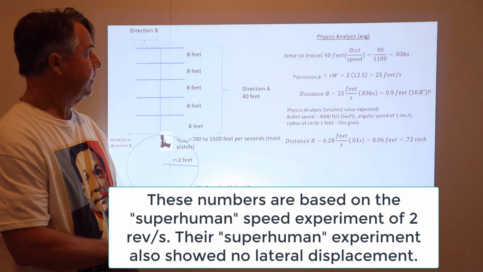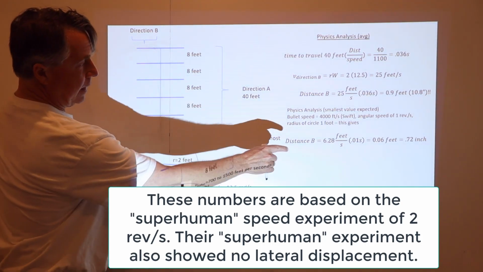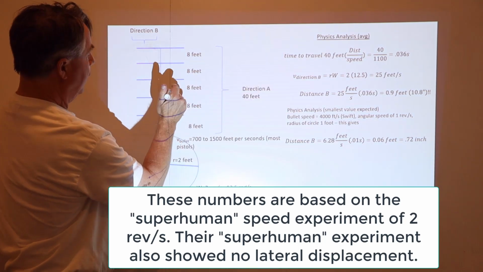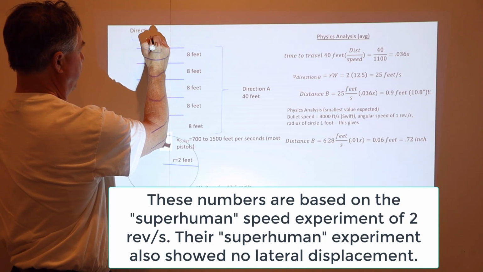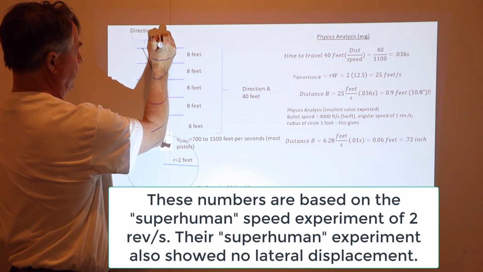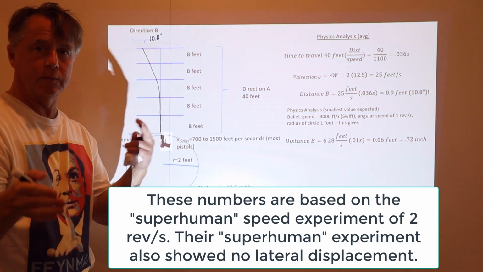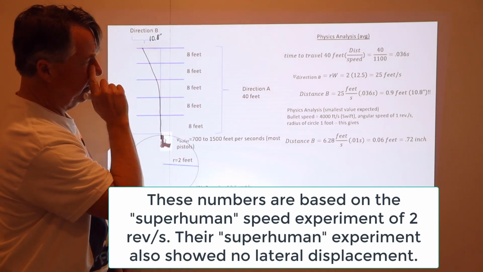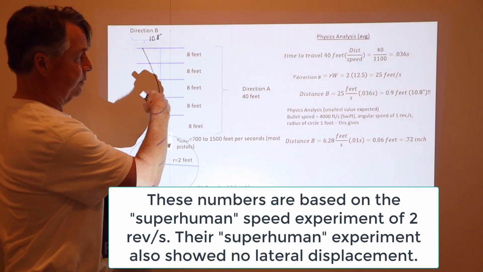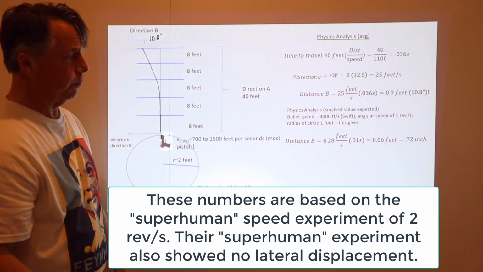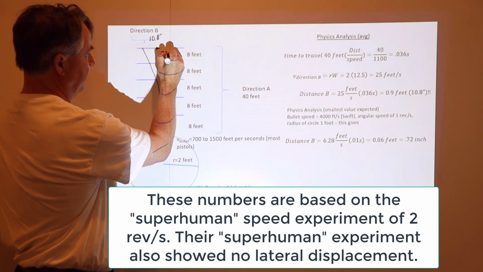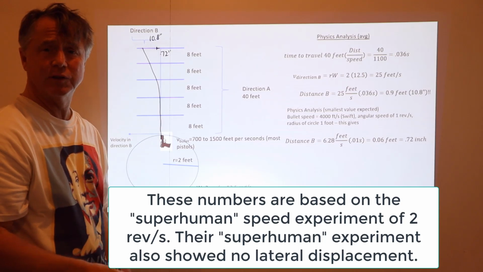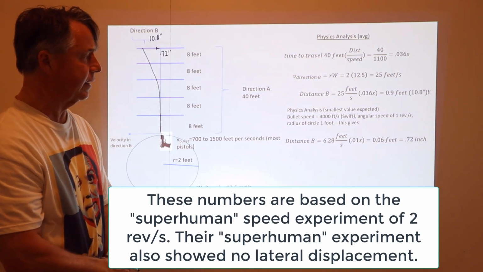Okay, so you saw it. I got 10.8 inches of lateral displacement, with my best guess assumptions from observing their apparatus, and they got no lateral displacement. In fact, the smallest it could possibly be would be 0.72 inches, and that's highly unlikely because I doubt they're shooting a bullet at 4,000 feet per second.